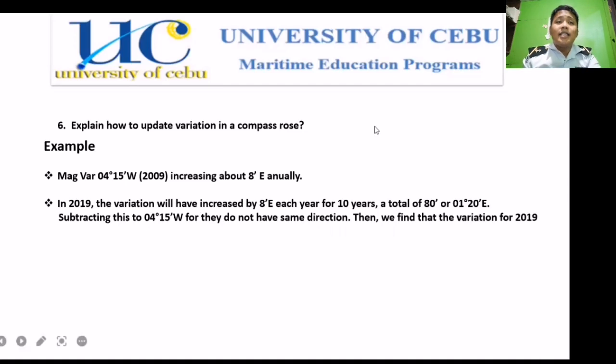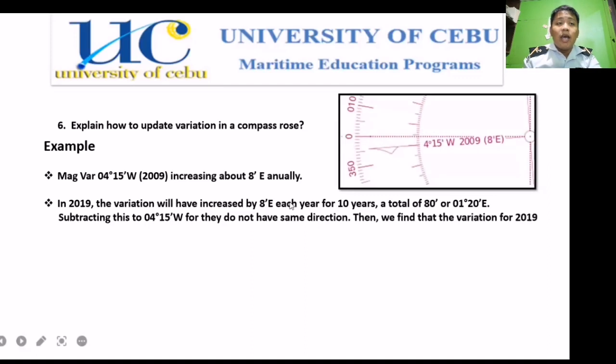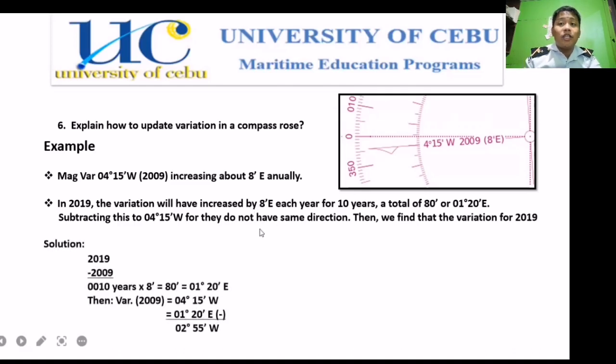Lastly, number six, explain how to update variation in a compass rose. So this is the compass rose. For example, my magnetic variation is 04 degrees 15 minutes west in 2009, increasing about 8 minutes east annually. So we're going to find the variation for 2019. The 2019 minus the 2009 equals 10 years, times the 8 minutes east annually, equals 80 minutes. If we convert the 80 minutes to degrees, it will be 01 degrees 20 minutes east.